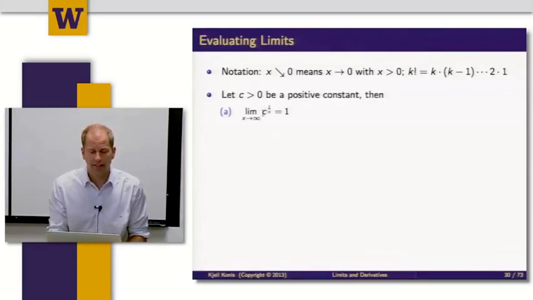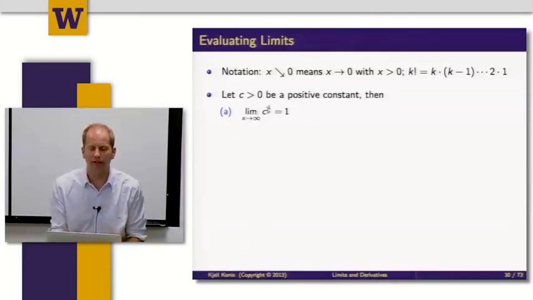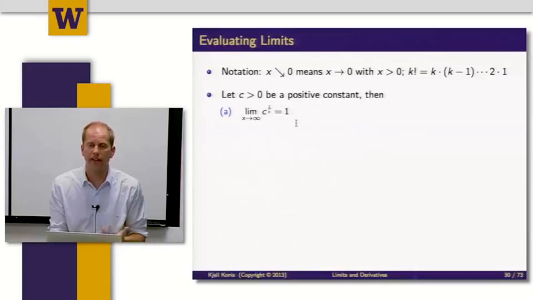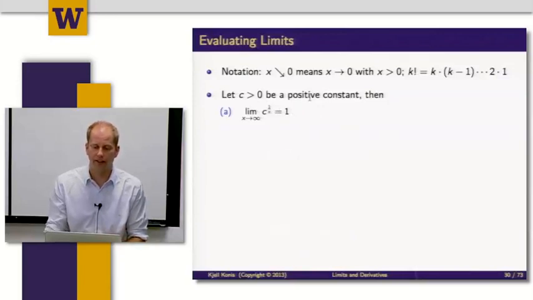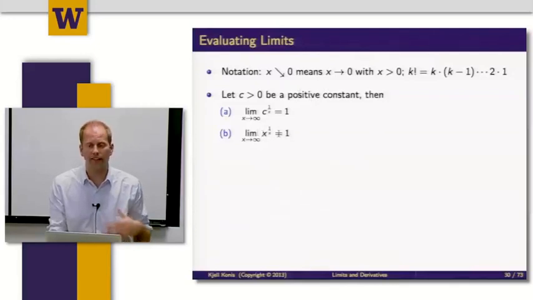Then if I look at c to the 1 over x, you can think intuitively about what's going to happen here. 1 over x, as x gets large, is going to get closer and closer to 0. And anything to the 0 power should be 1. So it makes sense that this function's limit should be going to 1. Also, x to the 1 over x. Even if my base is getting bigger linearly, the limit of this as x goes to infinity is still going to be equal to 1.